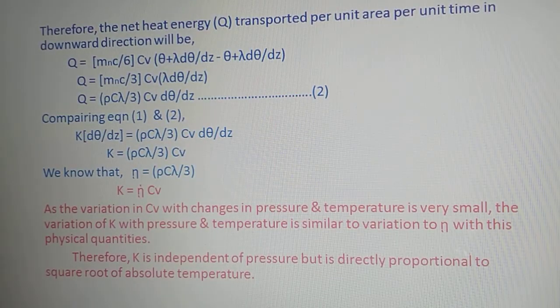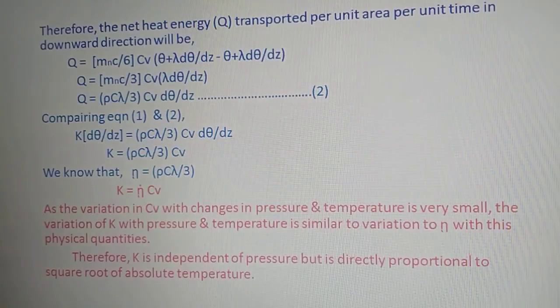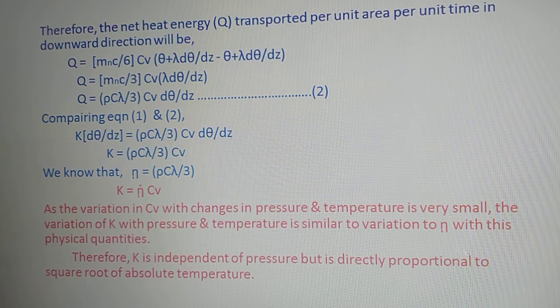For the next derivation we'll need some more time, so we'll see the coefficient of diffusion in the next lecture. Thank you.